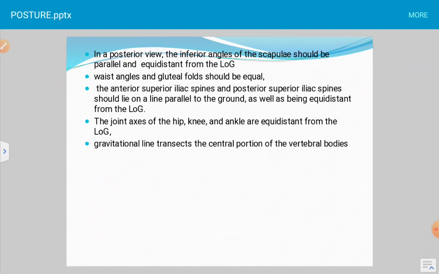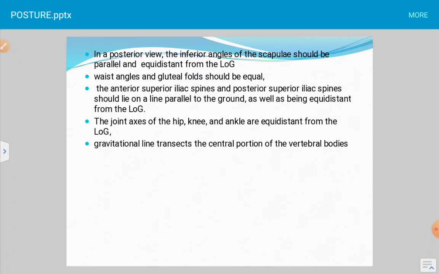The anterior superior iliac spine and posterior superior iliac spine should line up parallel to the ground, as well as be equidistant. Okay, from the middle point, the right and left should be at equal distance. Then, when we draw a line between the anterior superior iliac spine, right and left, and the posterior superior iliac spine, right and left, that line should always be parallel to the ground.